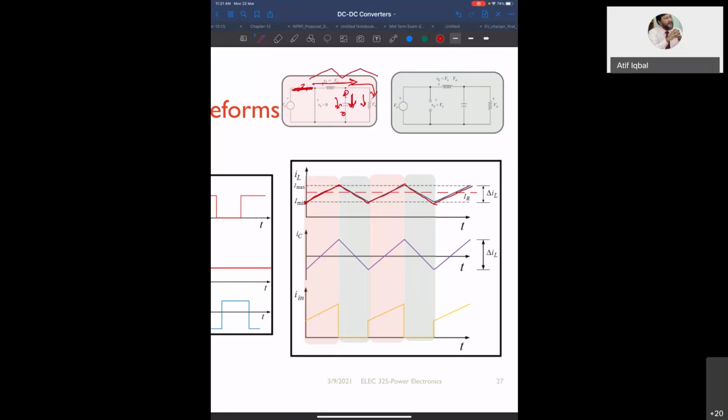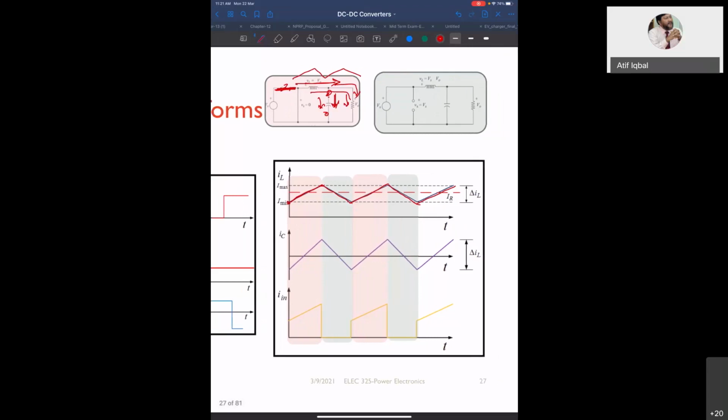It does not allow the DC to flow through it. So where will the DC go? The DC will go to the load. So the load current will be the DC current, and that is nothing but the average current of the inductor. So you see, this is the average current of the inductor, and this is the same as your load current, because the inductor current has two components. One is the load component or DC component, and one is the AC component or ripple component. The ripple will pass through the capacitor.